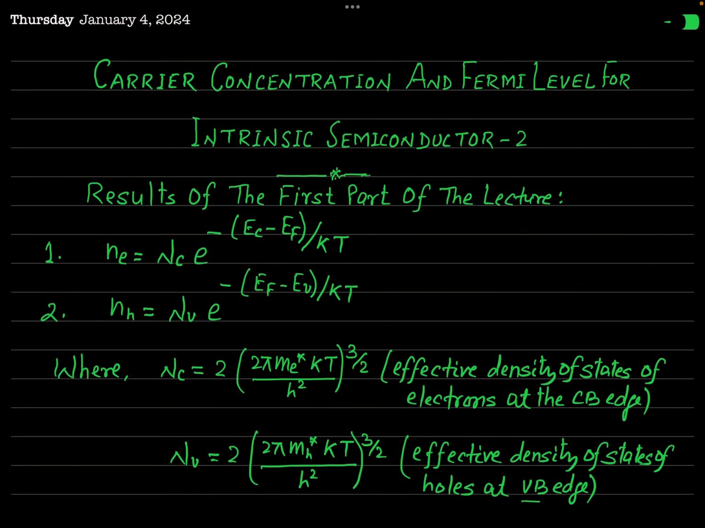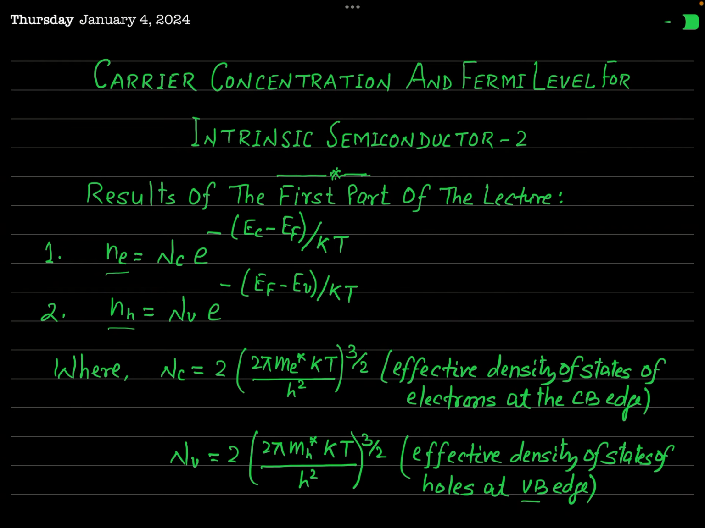In the previous lecture, we started to deal with the problem of calculation of carrier concentration and Fermi level for intrinsic semiconductor. In the first part of the lecture on this subject, we calculated only the carrier concentrations in intrinsic semiconductors. When you say carrier concentration, that means we have calculated the concentration of electrons in the conduction band and the concentration of holes in the valence band.